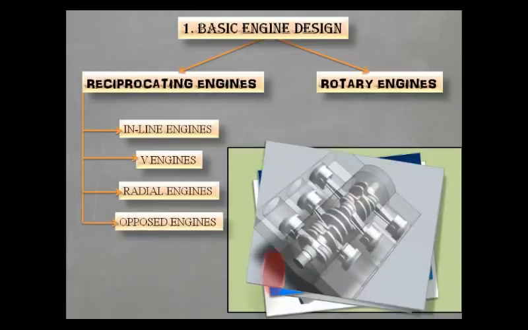Fourth is opposed engines. In this type, the engine cylinders are arranged in opposite directions as shown in the figure. This engine is ideal for race car design as it has very less vertical height compared to our inline engine and V engine.